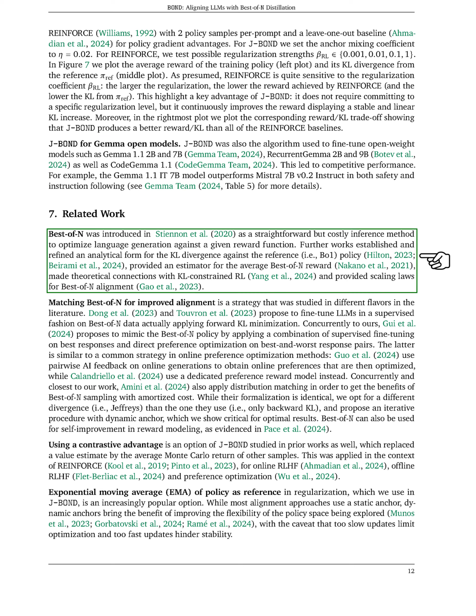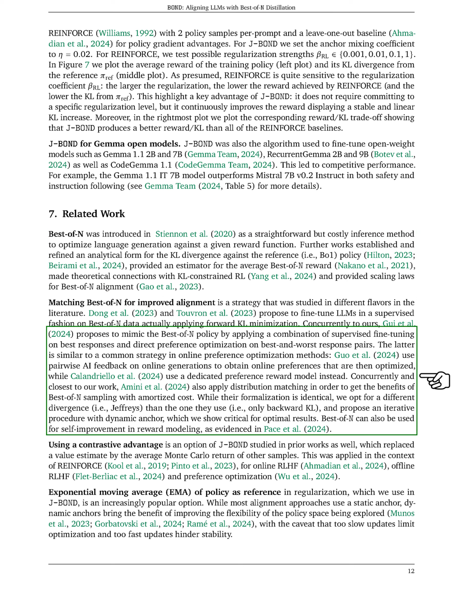In the related work section, we note that best-of-N was introduced as a simple yet costly method for optimizing language generation against a reward function. Subsequent research has refined the analytical form for KL divergence against the reference policy, provided estimators for average best-of-N rewards, and established connections with regularized reinforcement learning. Various strategies for improving alignment through best-of-N have been explored in the literature, including supervised fine-tuning on best-of-N data and preference optimization methods.